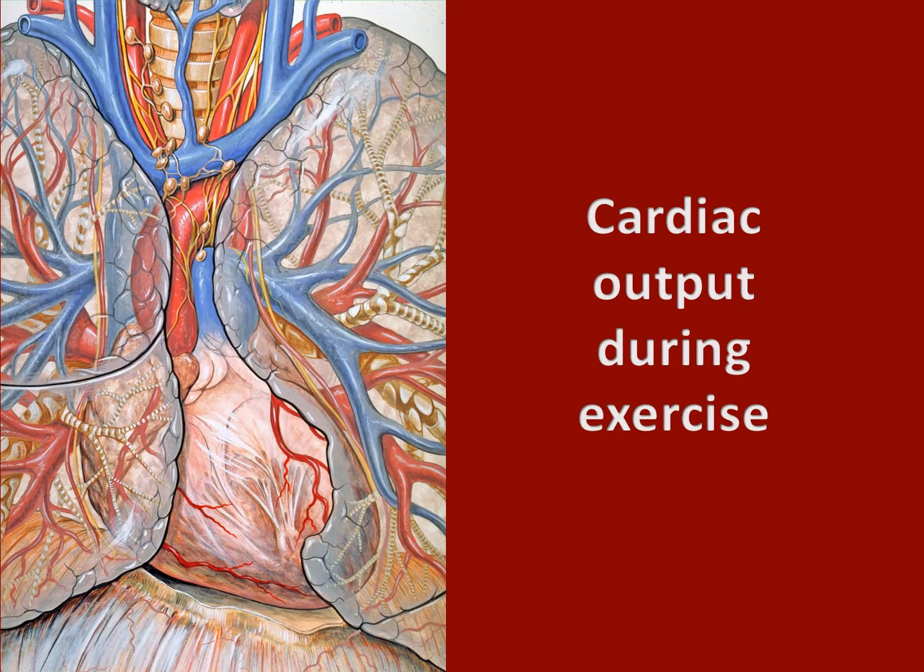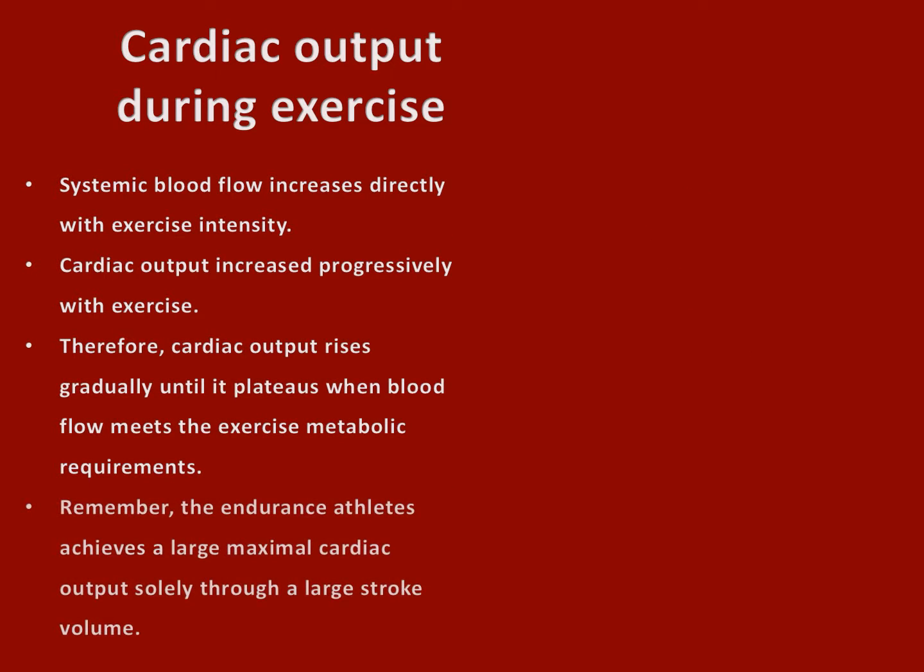This leads us to what happens during exercise in cardiac output. As exercise intensity increases, systemic blood flow increases as well. Thus, cardiac output increases progressively with exercise. When blood flow plateaus, it means blood flow is meeting the metabolic demands of the tissues. Remember, very important, endurance athletes reach very high maximal cardiac output mainly by a larger stroke volume.